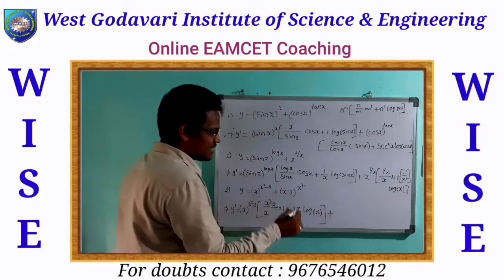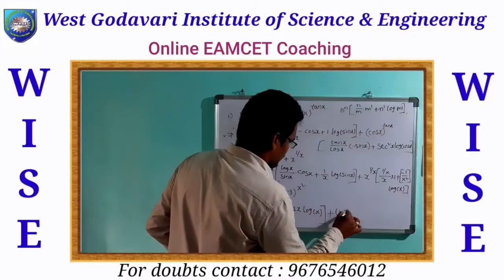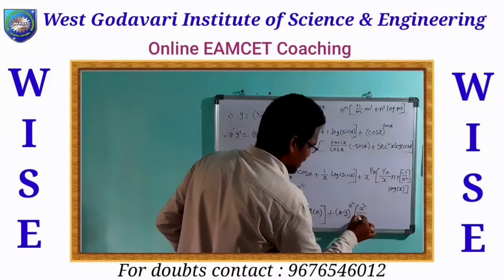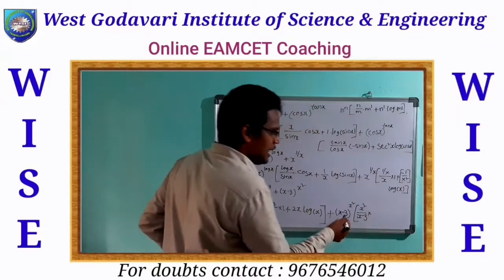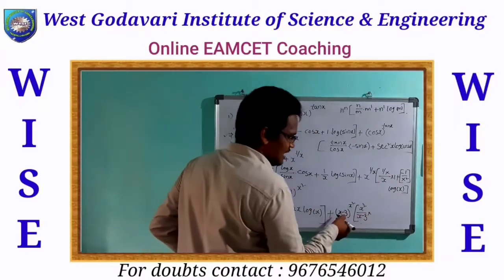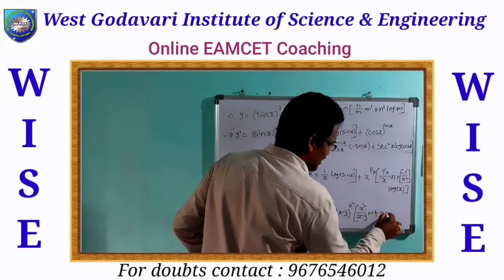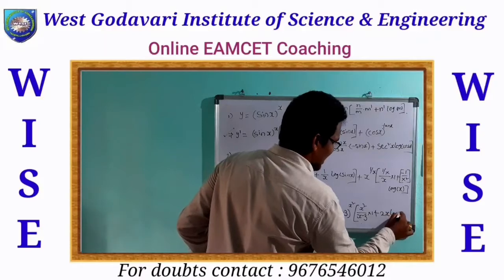So plus x minus 3 whole to the power of x square. So x square by x minus 3 into d by dx of x minus 3, that is 1, plus d by dx of x square, that is 2x, log x minus 3.